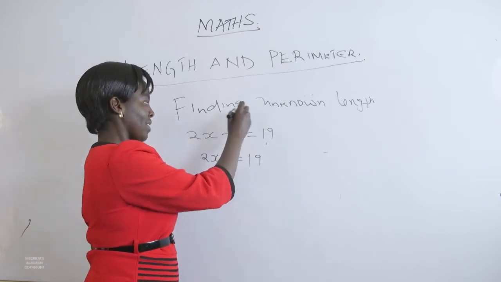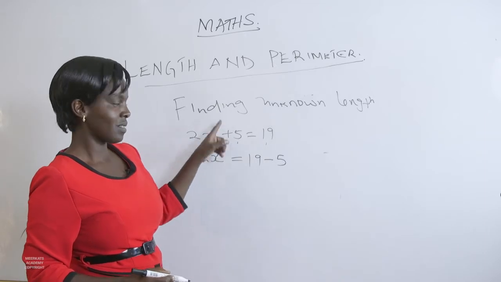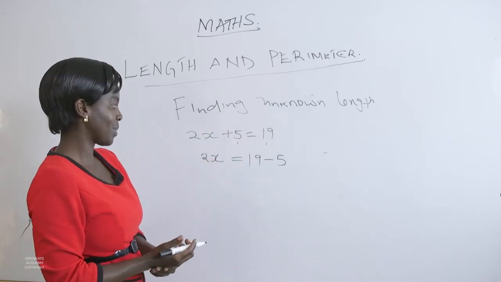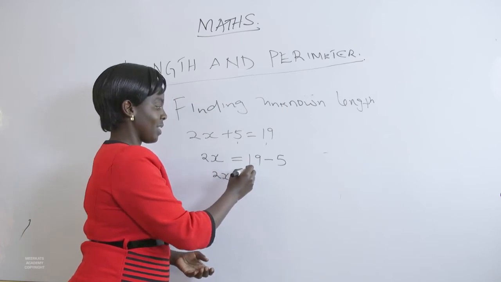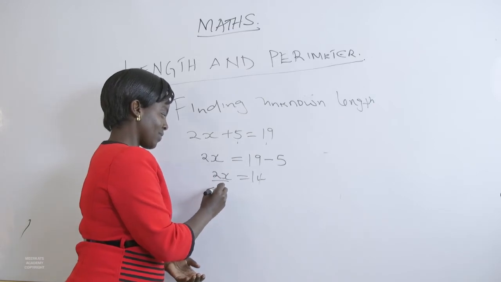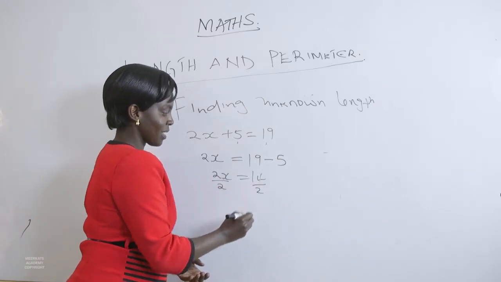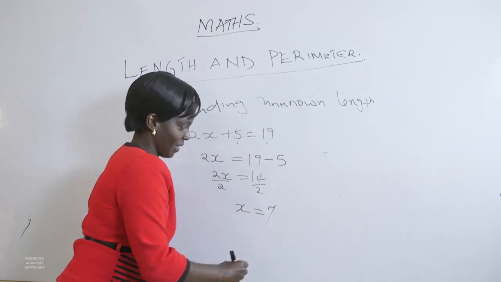19, we bring 5 to this other side, and when you cross, this one was positive, when you cross to the other side it will be negative. So that will give us 14. And then what are we supposed to do? You divide every side by 2, both sides by 2, and we get the value of x, which is 7.